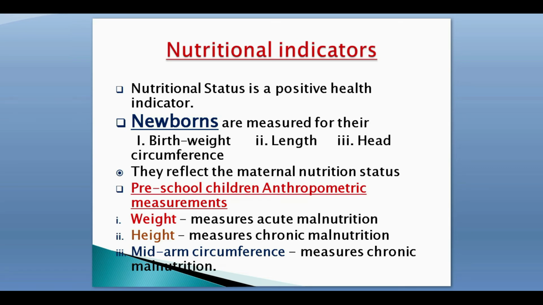Now the nutritional indicator. Nutritional status is a positive health indicator. For example, newborns are measured for their birth weight, birth length, and head circumference. They reflect the maternal nutritional status. Preschool children are measured, for example, weight, which measures acute malnutrition, height, which measures chronic malnutrition, and mid-arm circumference, which measures chronic malnutrition.